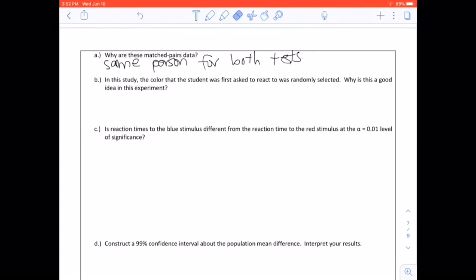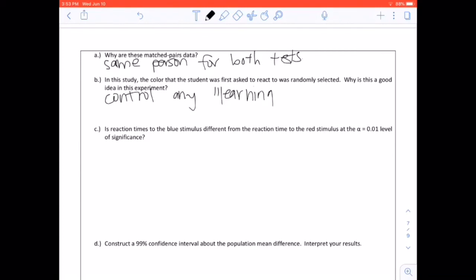Part B says, in this study, the color that the student was first asked to react to was randomly selected. Why is this a good idea in this experiment? This allows for you to control any type of learning that might go on. So I understand that they're pressing a key, but at first you're going to not be moving quite so fast, but the more practice that you have, you're going to start picking up speed and your reaction time is going to be quicker. So this is to control any learning for this game or this study.